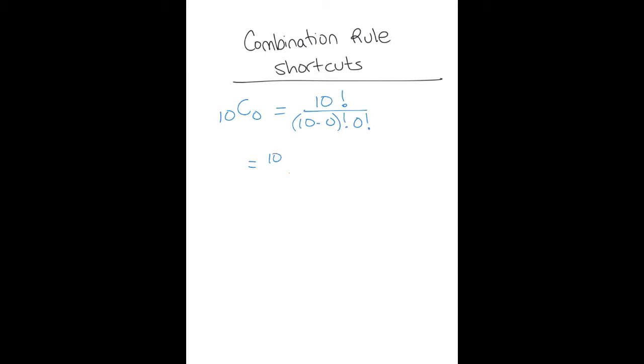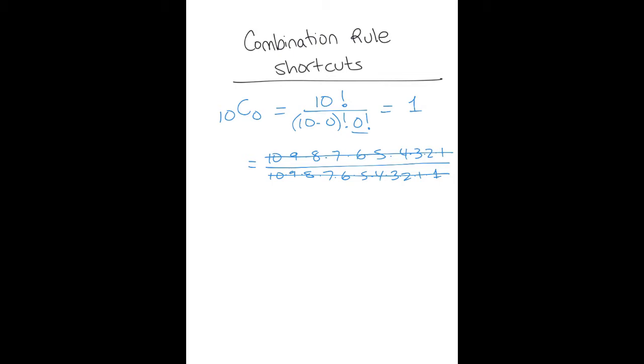So the numerator is 10, 9, 8, 7, 6, 5, 4, 3, 2, 1. And our denominator is the same, 10, 9, 8, 7, 6, 5, 4, 3, 2, 1. And what we know is 0 factorial here is also equal to 1. So what's going to happen here? Well, this whole numerator goes away, the denominator goes away, and 10 combination 0 is equal to 1.